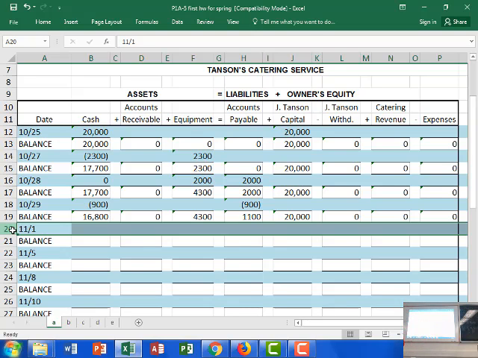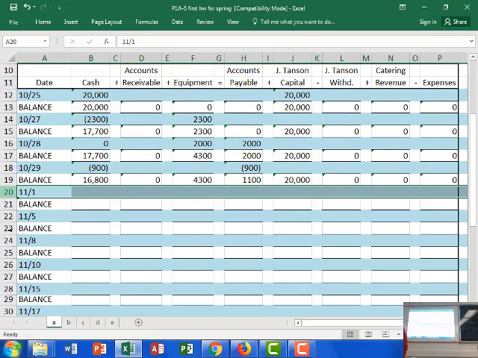So when we look at November, notice we've got more transactions, and they're already noted for us here on the spreadsheet. We actually have things that go all the way to November the 30th. So he's starting his business. He's getting his equipment. Now he's going to hopefully make some money. Who knows?